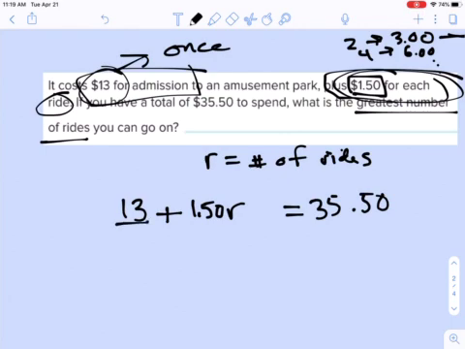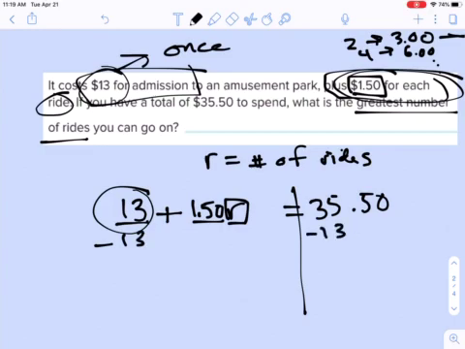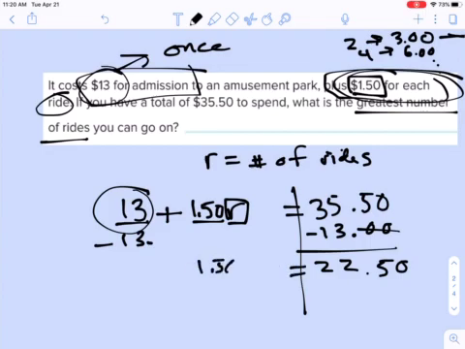So we've got our $13 fee. We've got $1.50 for every ride. That's what this means. That you pay $1.50 for every ride, and that equals $35.50. So at this point, it's just solving your equation using what we know. Well, I know that 13 is being added to 1.50R, so I'm going to subtract it to get rid of it. All right? And notice that there is no decimal here, but that would be after it. So I would put it here, line up your decimals, subtract. You get 22.50 equal to $1.50R.